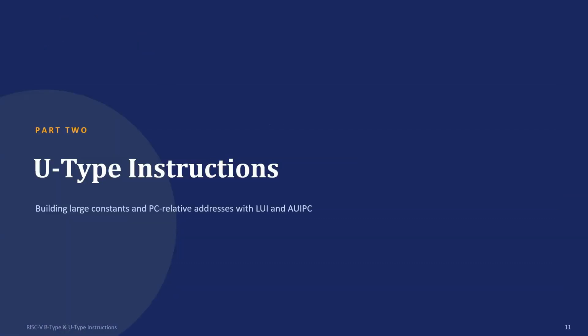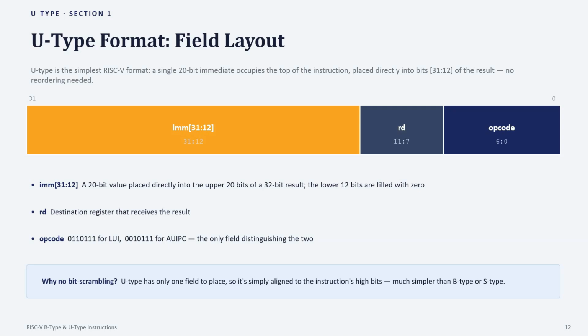Next, we have something known as U-type instructions. So U-type is the simplest RISC-V format, and it is going to have a 20-bit immediate, and it is going to occupy the top of the instruction, placed directly into bits 31 down to 12 of the result, and no reordering is needed. So here the immediate value is placed on the top of our instruction, and it's a 20-bit value placed directly into the upper 20 bits of the 32-bit result, and the lower 12 bits are filled with zeros.